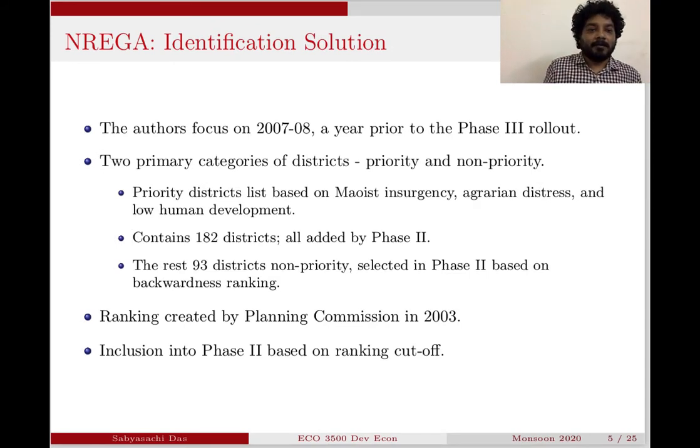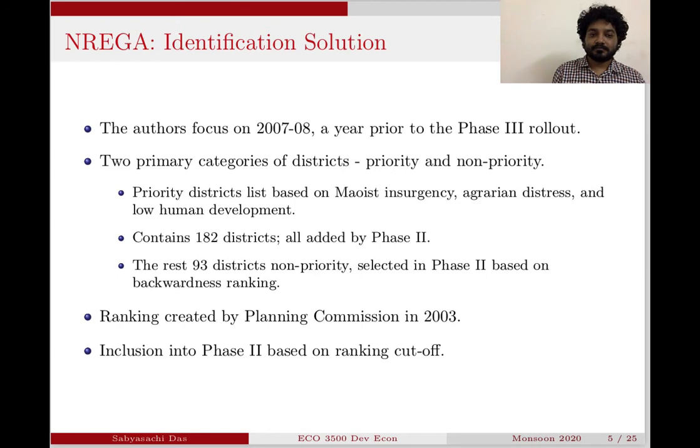Okay, so the authors are going to focus on 2007-8, the year when the phase 2 rollout happens, and a year prior to the phase 3 rollout. So they're going to use phase 3 districts as their control districts, so to speak. They're going to look at outcomes in 2007-8 when the phase 3 rollout hasn't happened, so the phase 3 districts are yet to be exposed to NREGA, while phase 1 and phase 2 districts have been exposed.